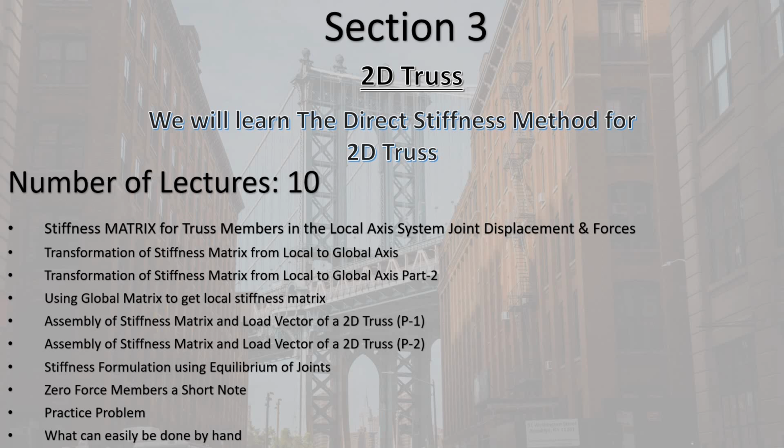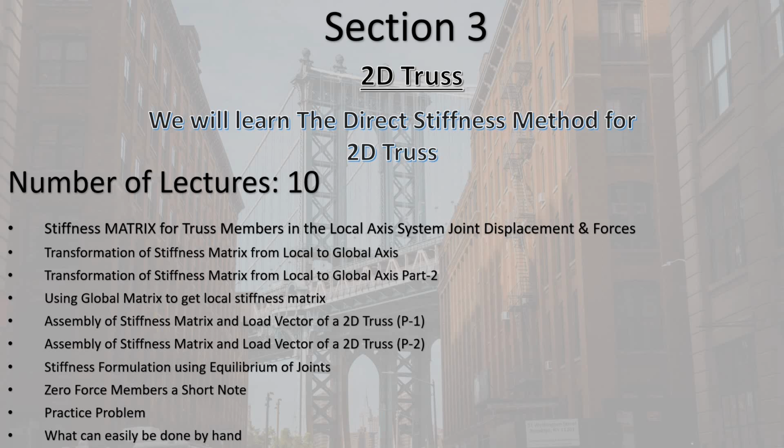Okay, and right after that, we're also going to see the zero force members, how to determine the zero force members for 2D trusses. That's just going to be a short note, not an extensive discussion. And right after that, at the end of this section, we're going to be doing a practice problem. And also we're going to be seeing what can be easily done by hand. Okay, so to do the direct stiffness method or to do the finite element analysis, we usually need software or we need to know programming languages. But in this section, we're going to see what we can easily do by hand without the help of software or programming languages in the case of 2D truss.